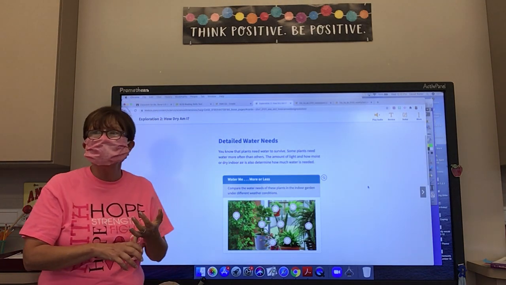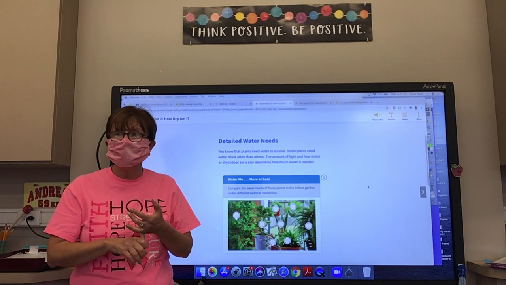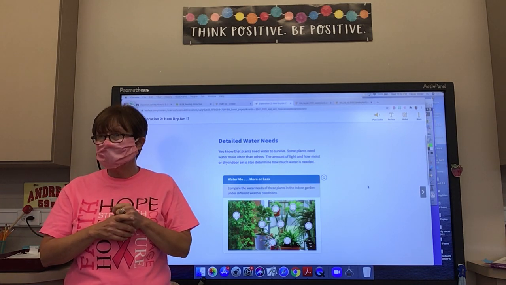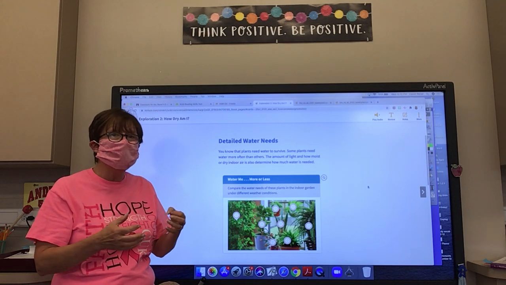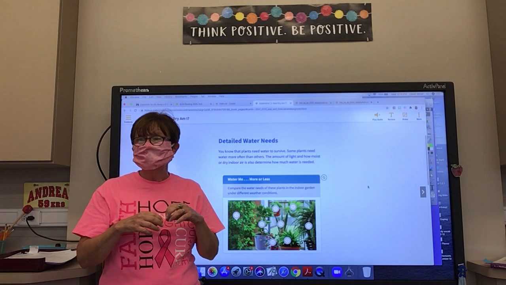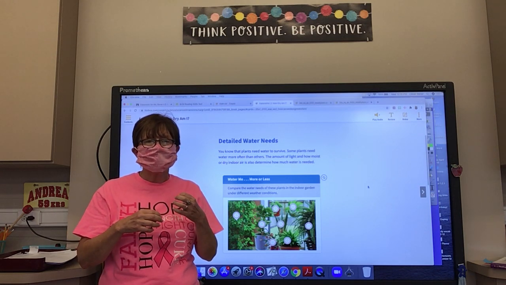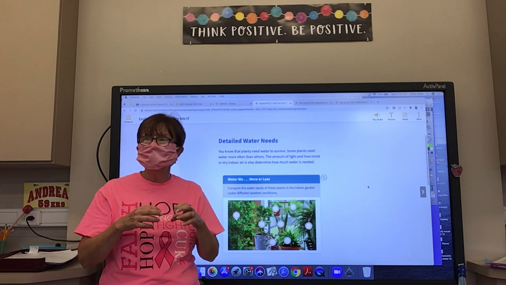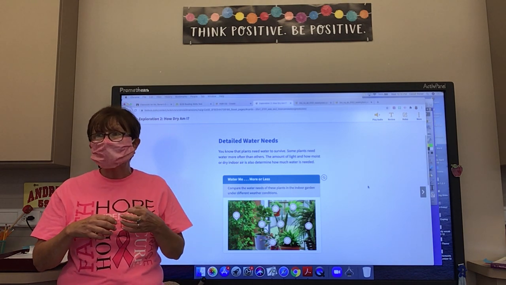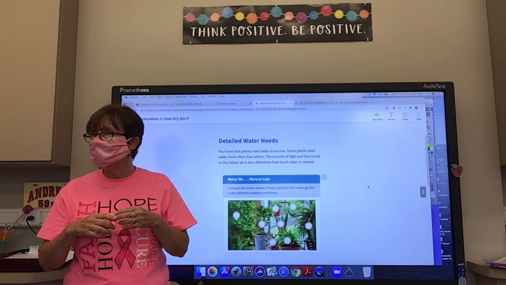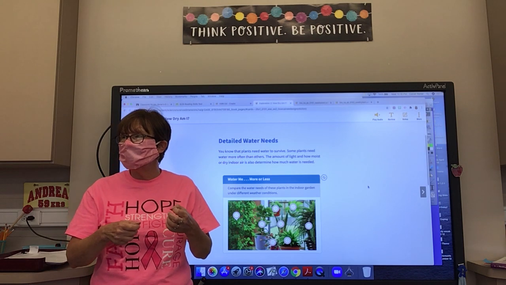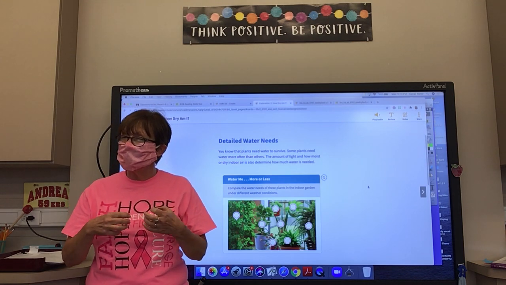You know that plants need water to survive, right? We talked about that last time. And some plants need water more often than others. Now I have a bunch of house plants at home, and some of them need more water than others. So when I'm watering them, sometimes I measure out the amount of water that I need. Because I have some orchids. Does anybody have orchids at home? Yes. So the orchids, I measure a 1/4 cup of water. That's about how much I need to give them every week.